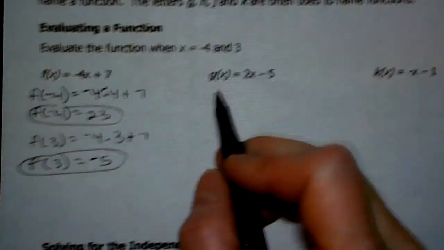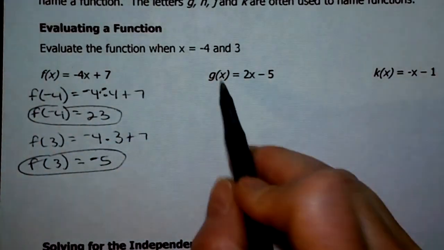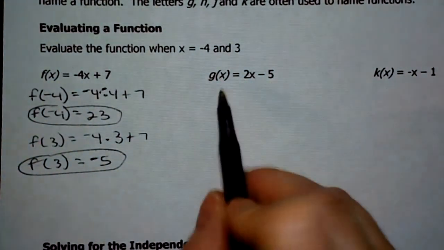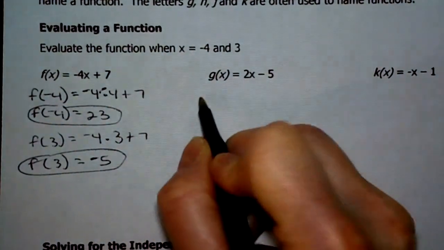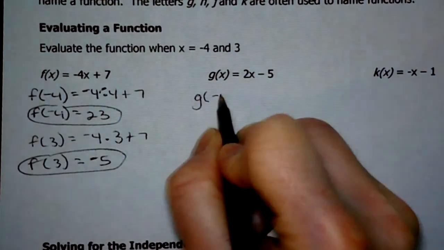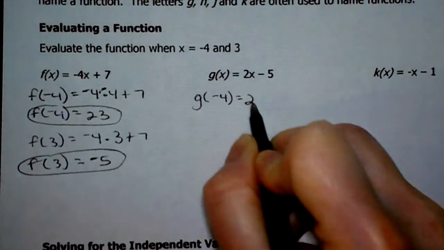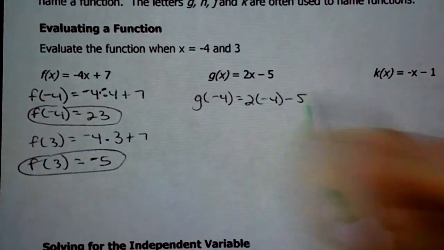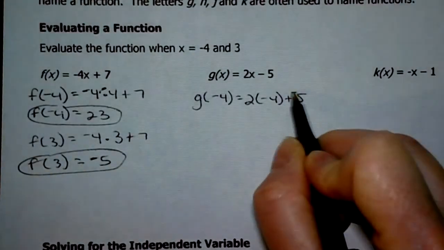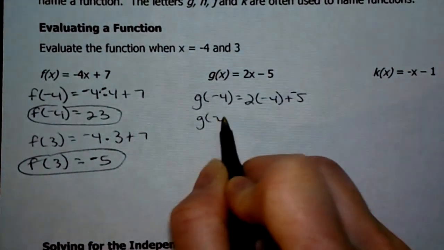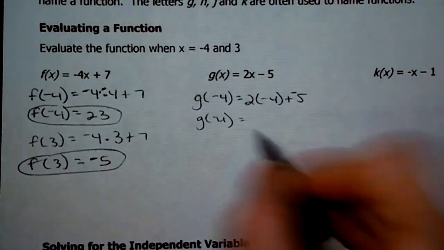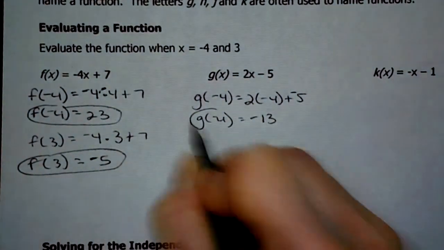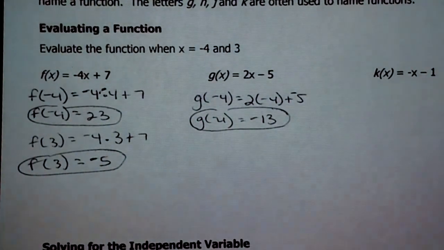Let's try another one. Now, g of x means the same thing. This is saying y equals 2x minus 5, and I want to know what's y when x is -4 and when x is 3. So the function of -4 for this one will be 2 times -4 minus 5. 2 times -4 is -8. -8 plus -5 is -13. So the function of -4 is -13.